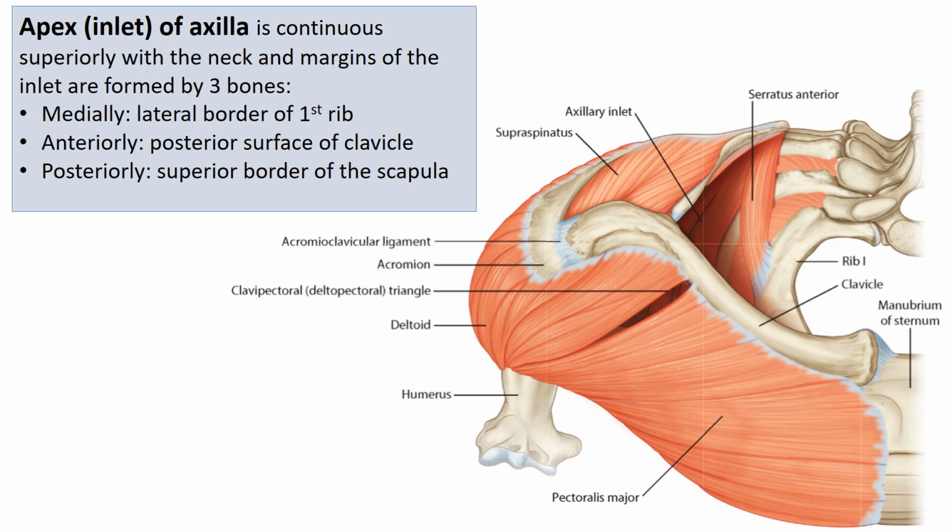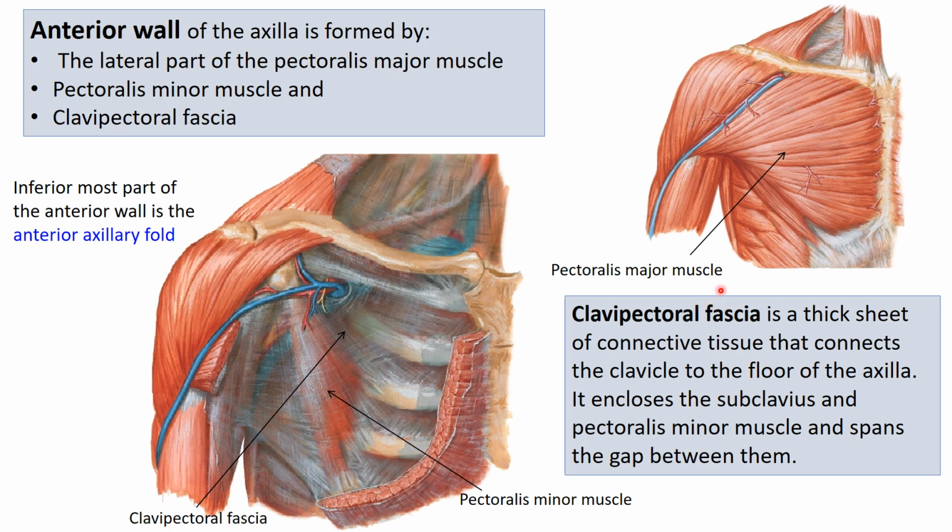Okay. Now let's talk about the anterior wall. Here only the skin is removed, and you can see underneath the skin, this is the pectoralis major muscle. So the axilla is here, right? This is the axilla, this is the clavicle, so it forms the inlet. This lateral part of the pectoralis major, which is a big muscle, will contribute in the formation of the anterior wall of the axilla.